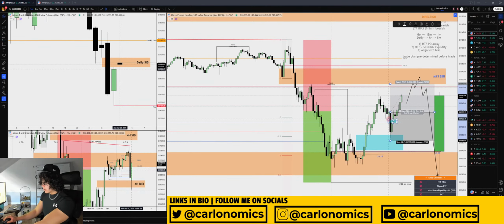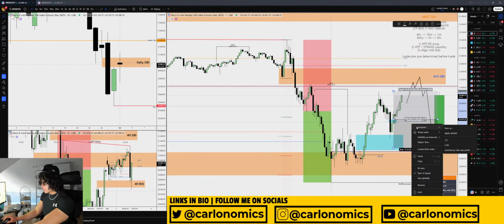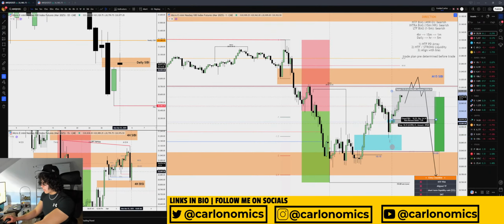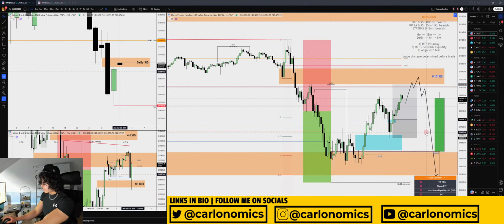This is also a really good entry model. The 5-minute gap, 1-minute inversion. Pretty good model. Stop is always at the low, and the target would be the high. That'd be like an 88-point move though. Pretty good.